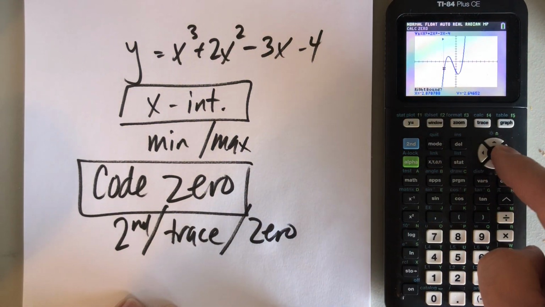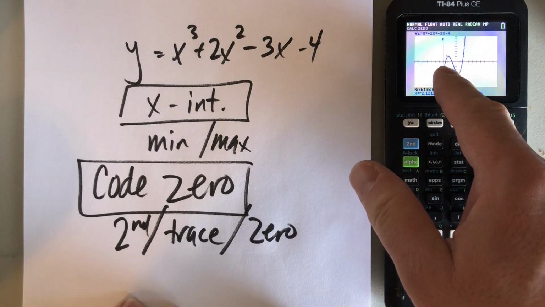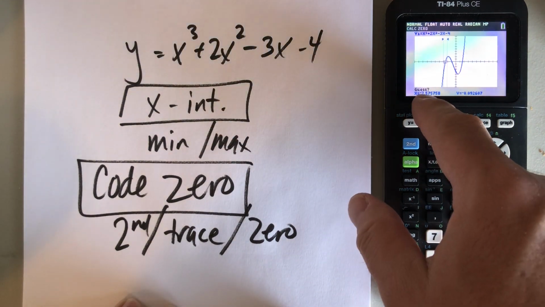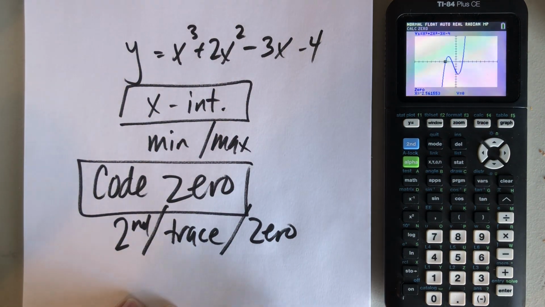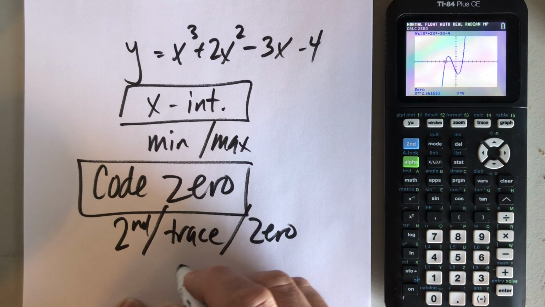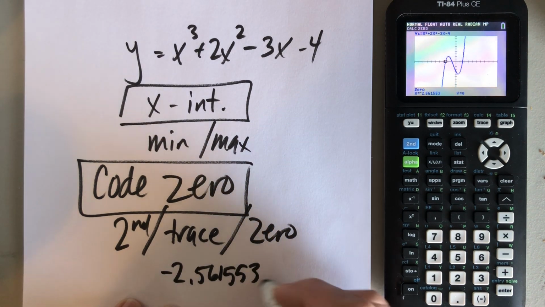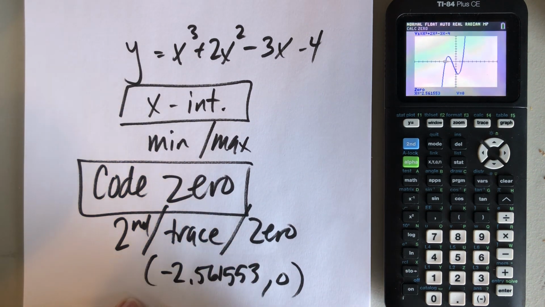Now it's asking for a right bound. So I press right, right, right until I pass the x-axis. And then I'm going to press a guess. So I guess somewhere really close to it. And sure enough, there's my first 0 at negative 2.561553. So that's my first 0.